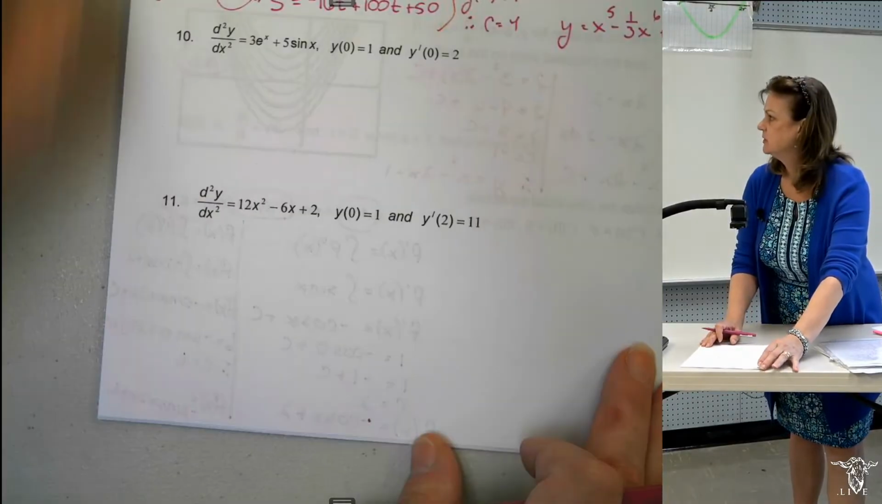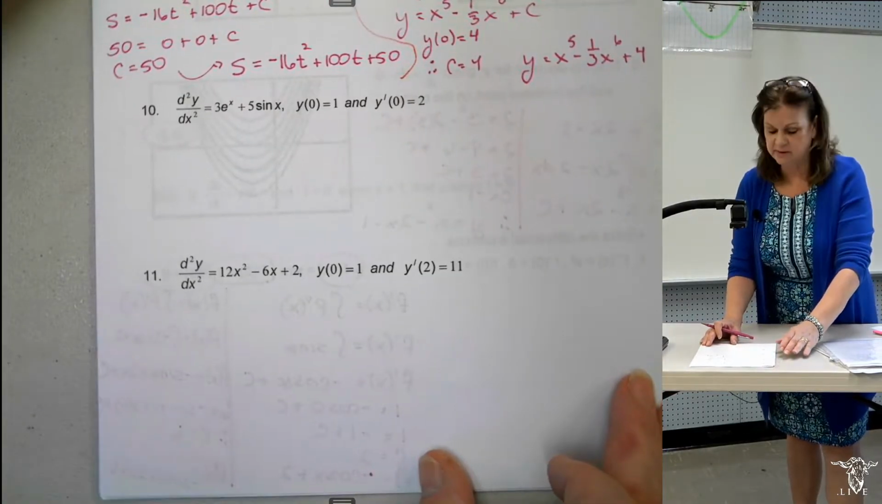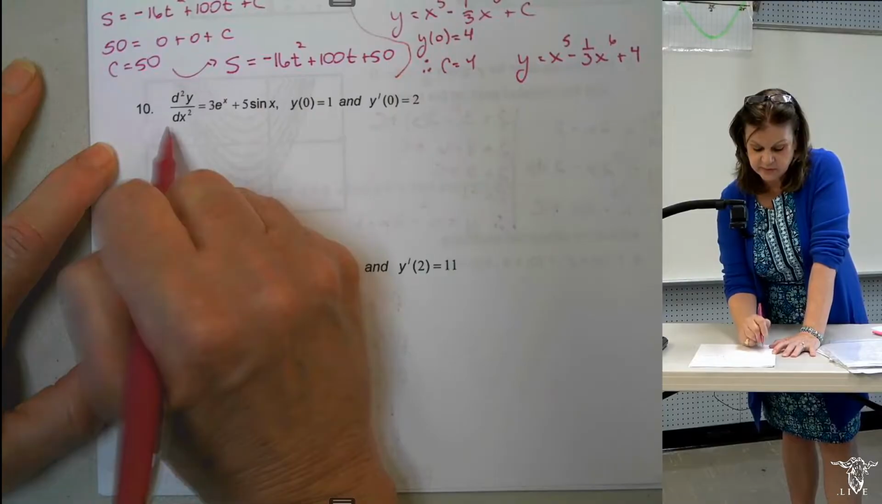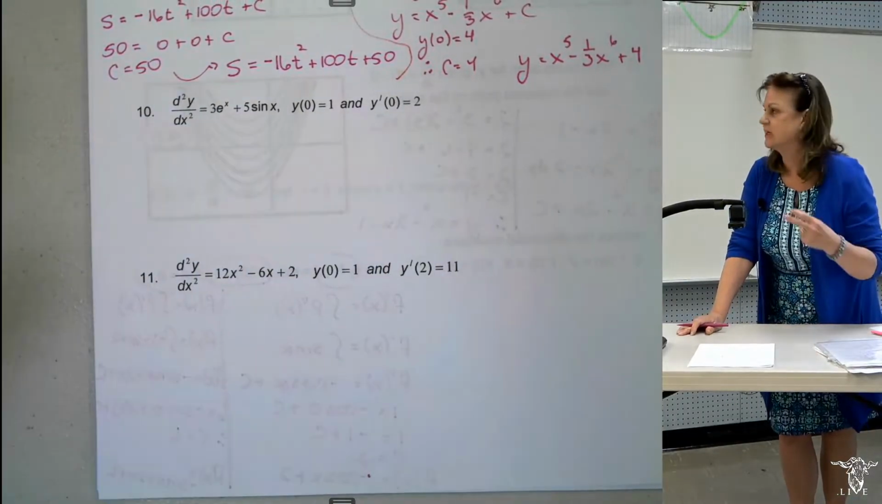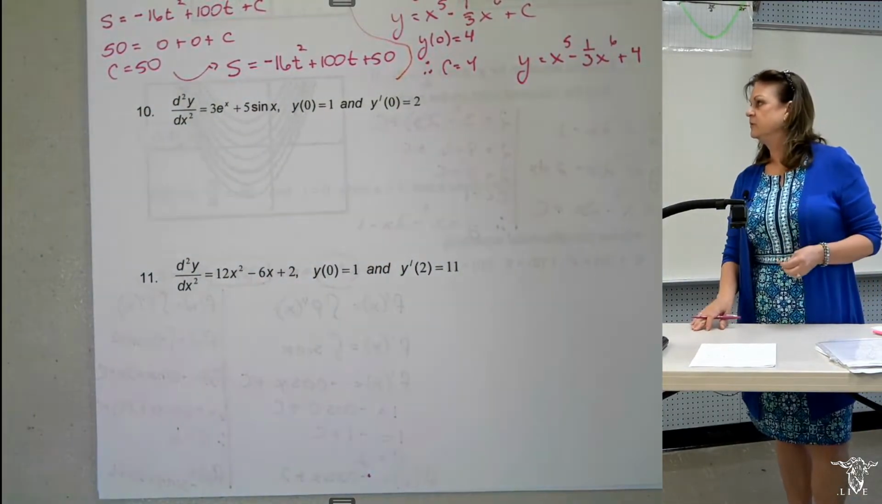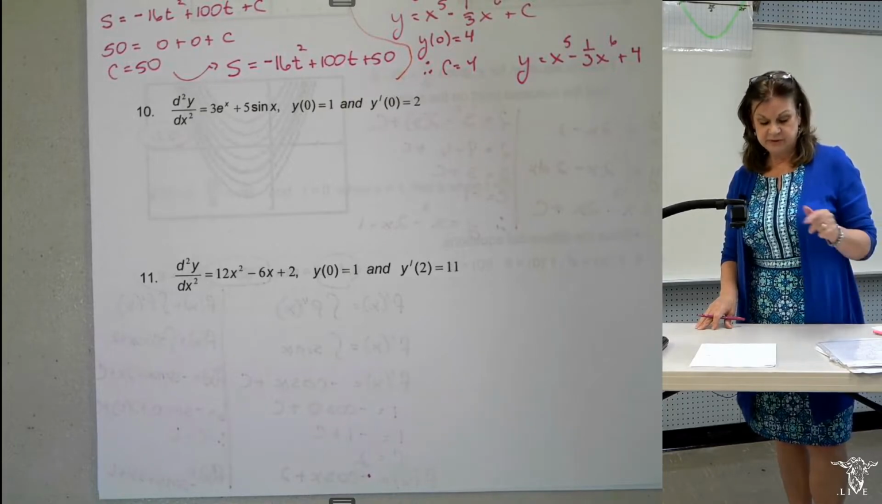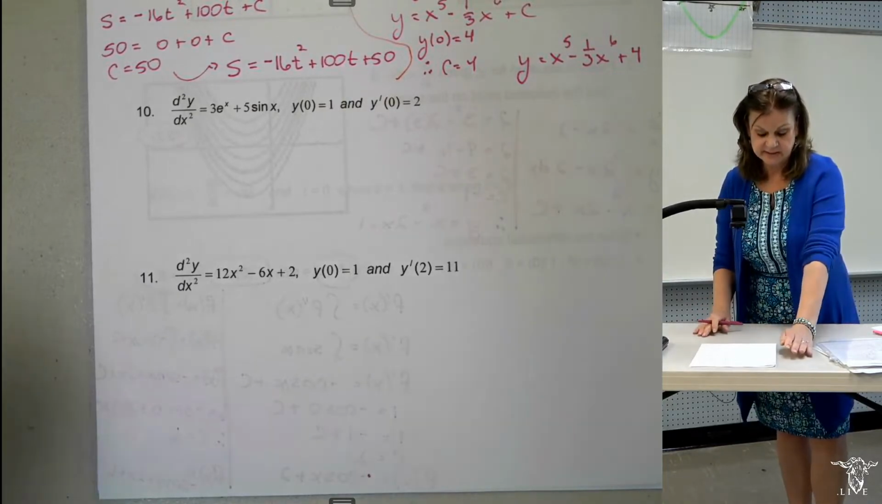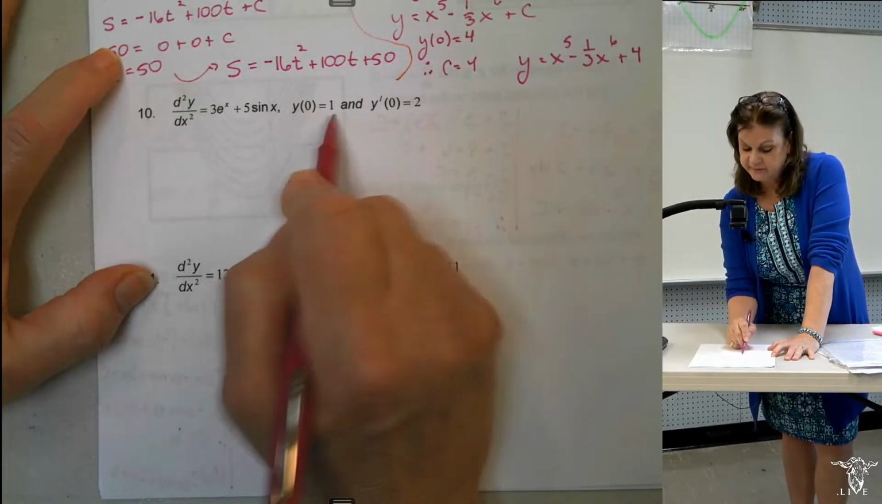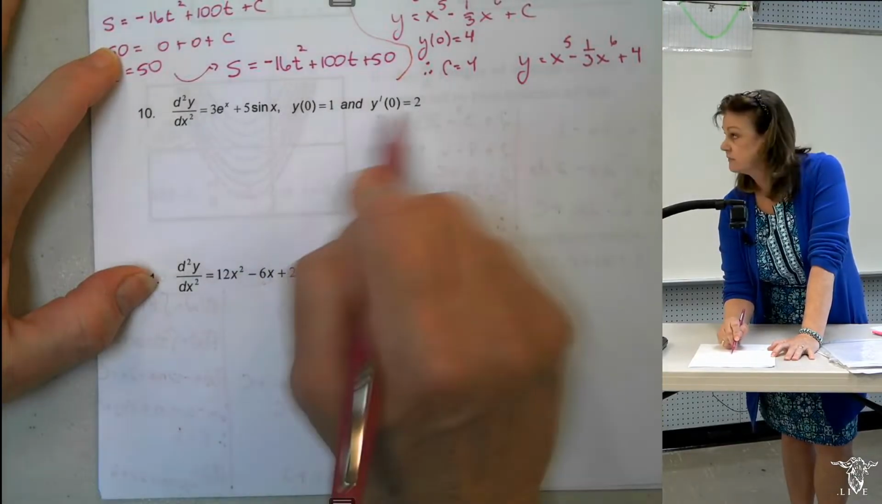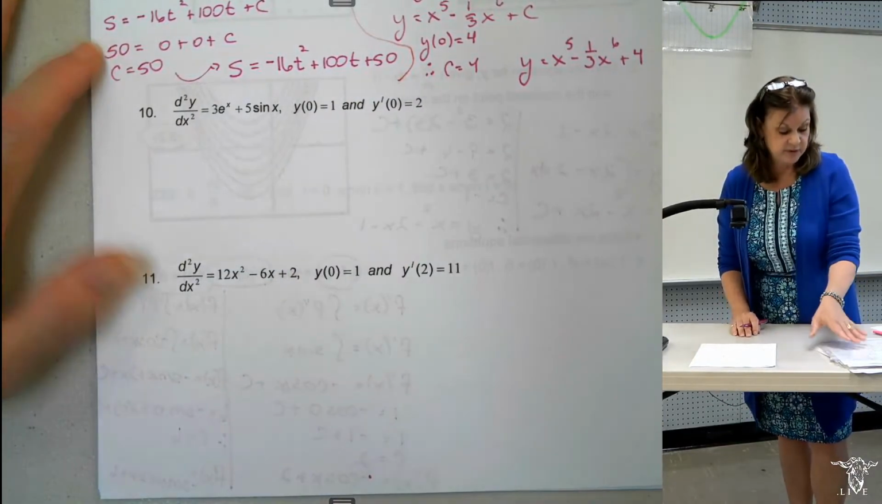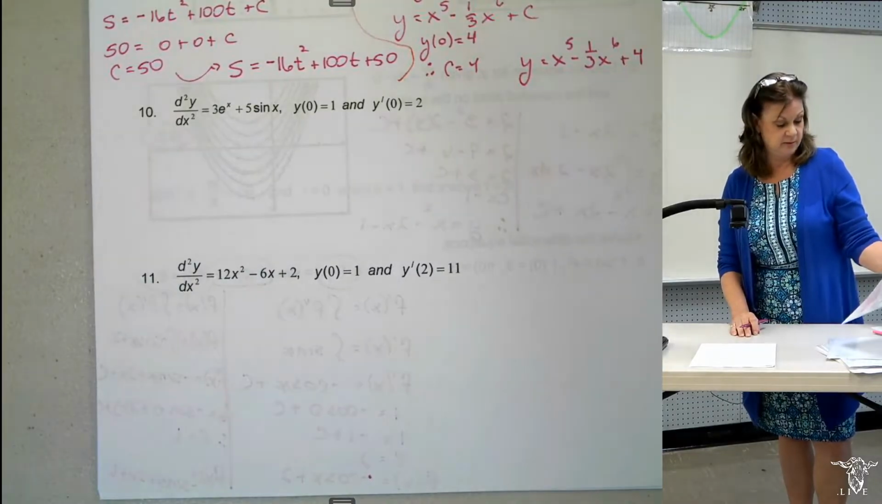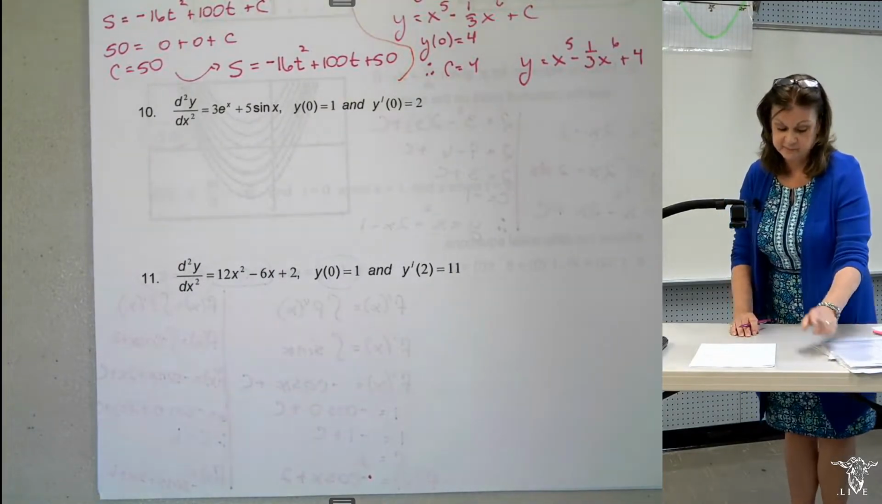This was the notation that fuzzed y'all up in derivative quests. d squared y dx squared, remember that's your second derivative. So they're starting you out with your second derivative, which is 3e to the x plus 5 sine x. They're giving you a condition of the function, and they're giving you a condition of the first derivative. So this will be just like what we did on the front for problems 4 and 5.